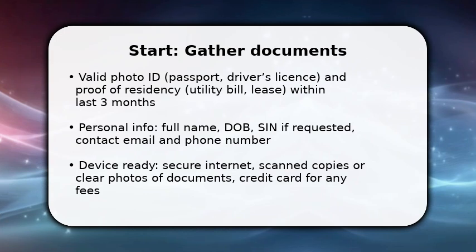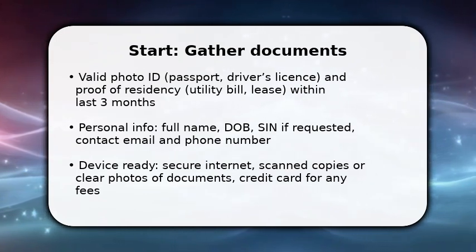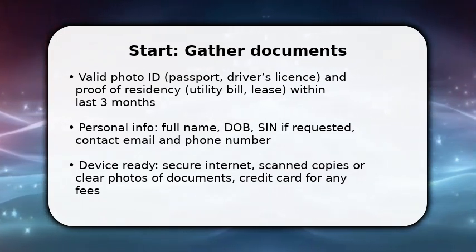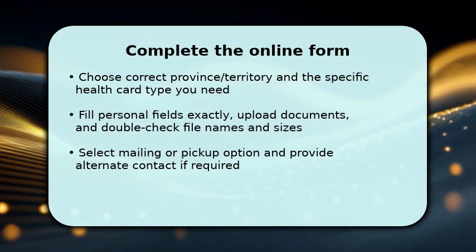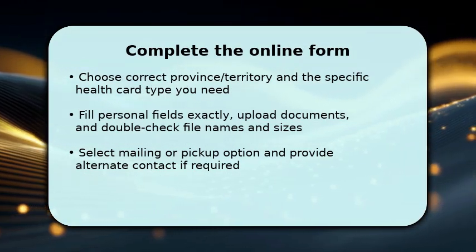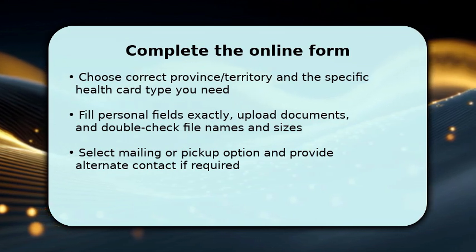You'll enter your legal name, date of birth, and contact details first. Complete these exactly as on your ID to avoid delays. You now navigate the provincial health portal and select the appropriate application type. This ensures you're routed to the right process.